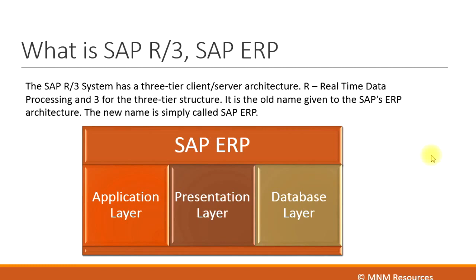The application layer is where all the transactions are processing. So it processes with the database, talks to the database, gathers all the information and processes. And all the processing is done in the application layer. So once again, the 3 layers: presentation layer is the main user interface screen which you see. The database layer is where all the data is stored, and application layer is where all the processing is happening.